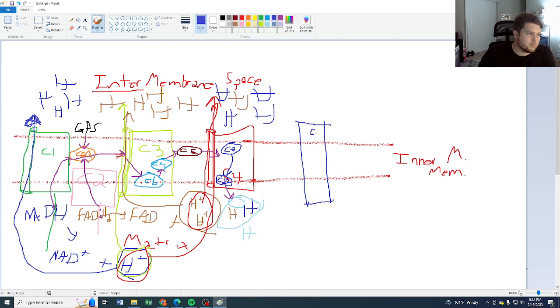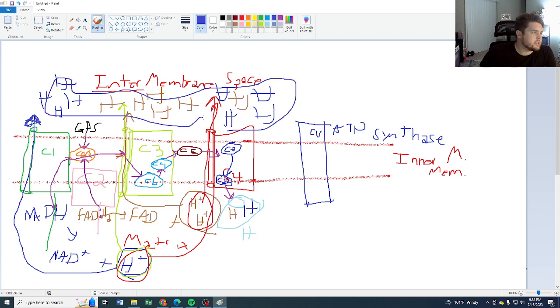So this is complex 5, or ATP synthase. All of these hydrogens, a whole bunch of these hydrogens, are going to flow straight down through.